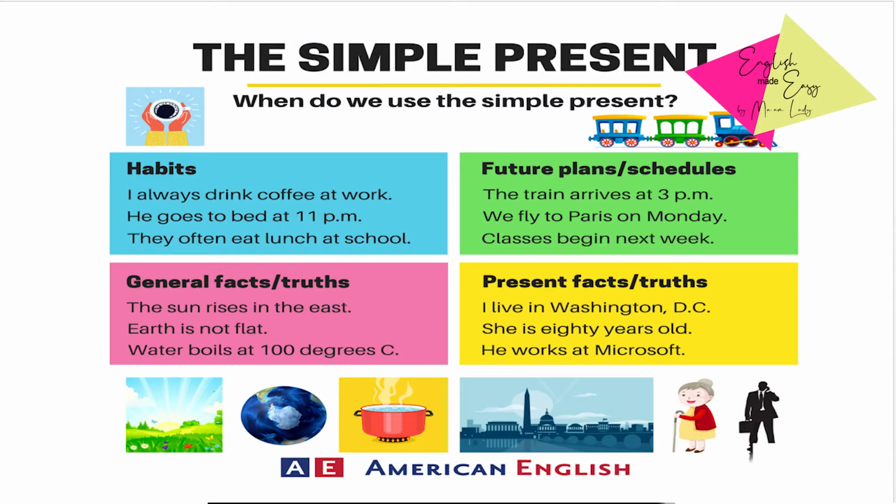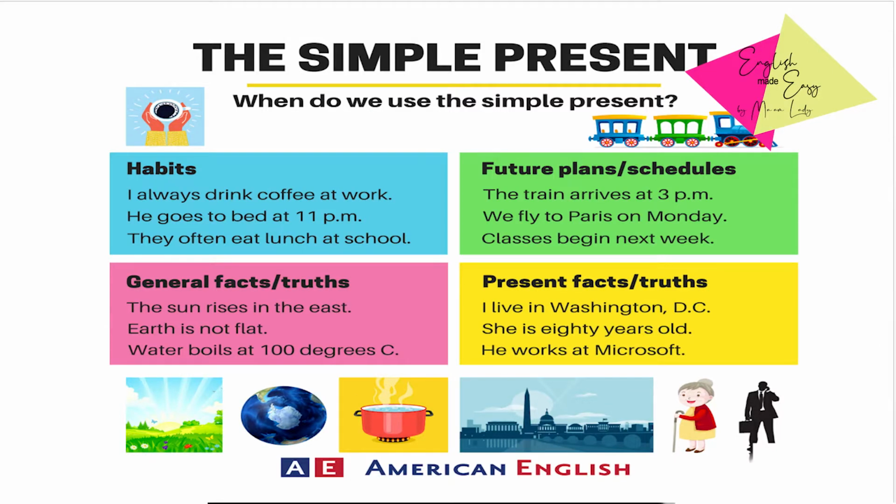He goes to bed at 11 p.m. That's a habit. Lagi siyang natutulog 11 p.m. He goes. It's not he went, it's not he go, but the verb was added ES. Okay, so goes. They often eat lunch at school. So the verb is eat, original form, eat.